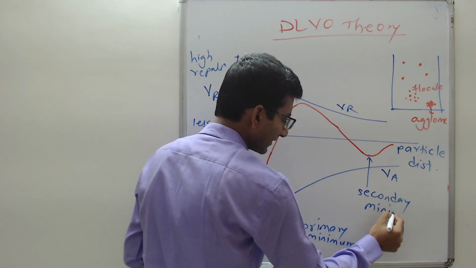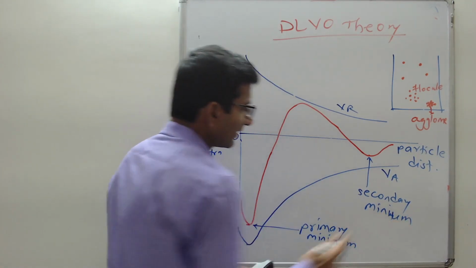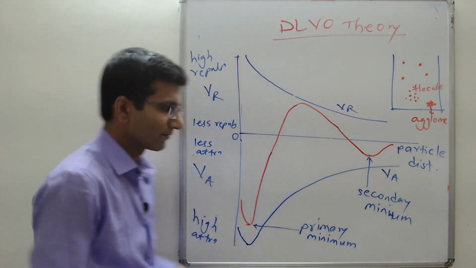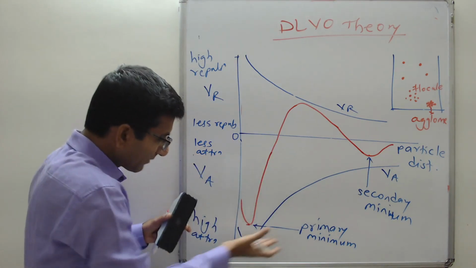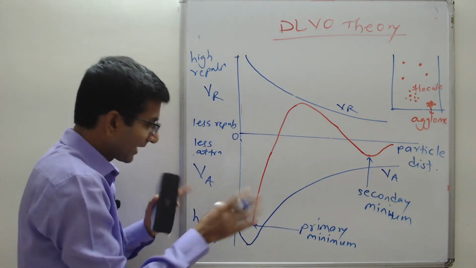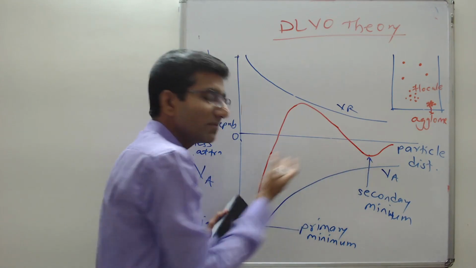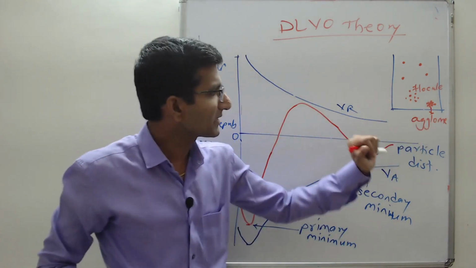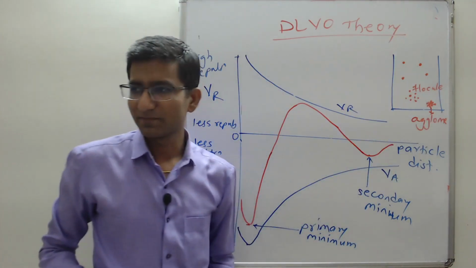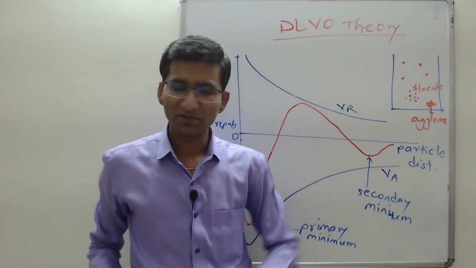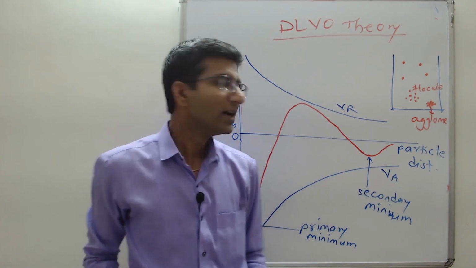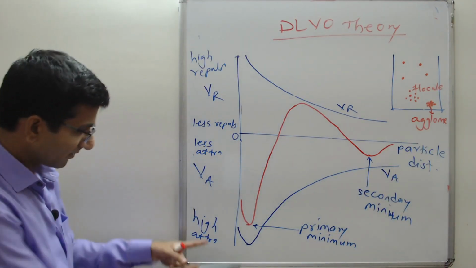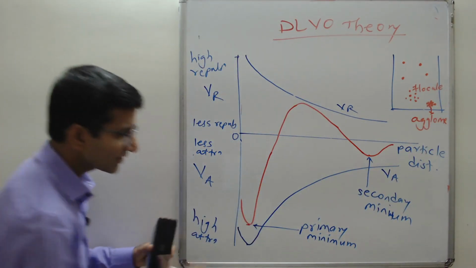Now you understand what is happening in secondary minimum? In secondary minimum, attraction is happening. These are attractive forces. And in primary minimum, what is happening? Sorry, in primary minimum also attraction is happening. In secondary minimum also attraction is happening. Now you tell me, where is the attraction more? In floccule or in agglomerate? In agglomerate, tightly packed. Even if shaken, it will not disperse. So in agglomerate there is very high attraction. Here high attraction.